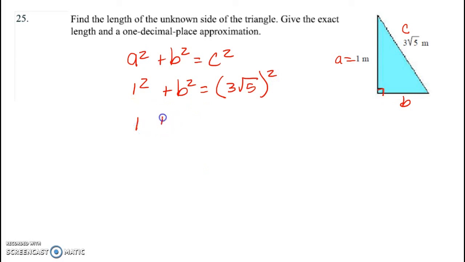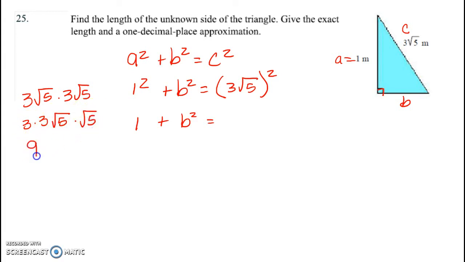1 squared is 1. Still don't know b squared. If you take 3 times the square root of 5 and multiply by 3 times the square root of 5, you get 3 times 3 times the square root of 5 times the square root of 5, which gives you 9 times the square root of 5 squared. These are inverse operations. You get 9 times 5. That simplifies to 45.